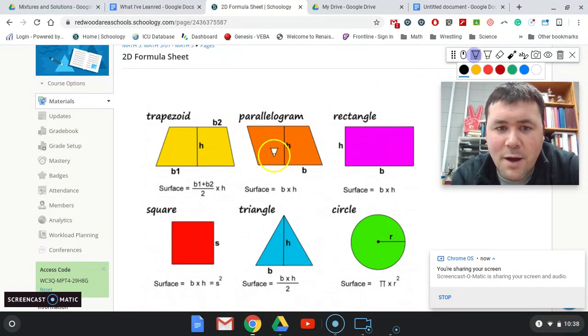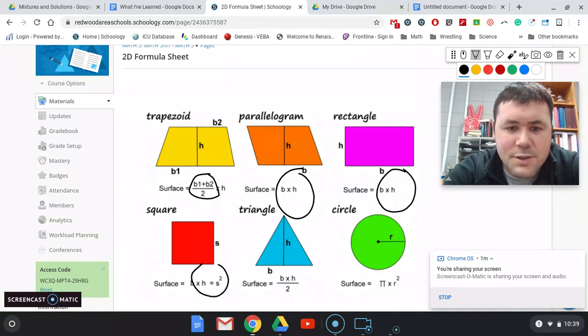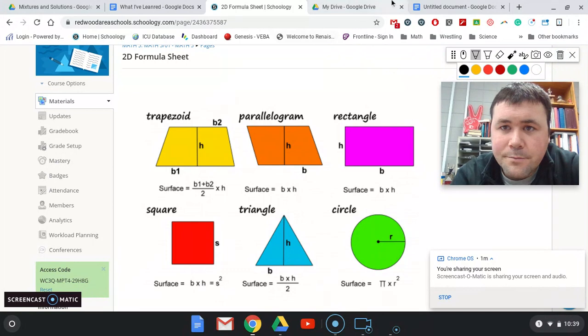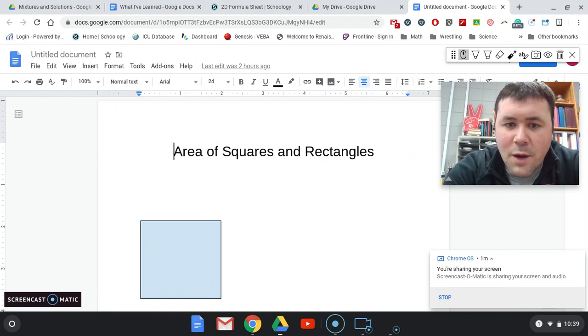So you have the formula for a trapezoid, which we'll cover next week. You have the formula for a parallelogram, rectangles, squares, triangles. B is base, H is height. So you have those if you need them. We're going to go ahead and I'm just going to talk through a few of these for you so we have some review on what we can do.